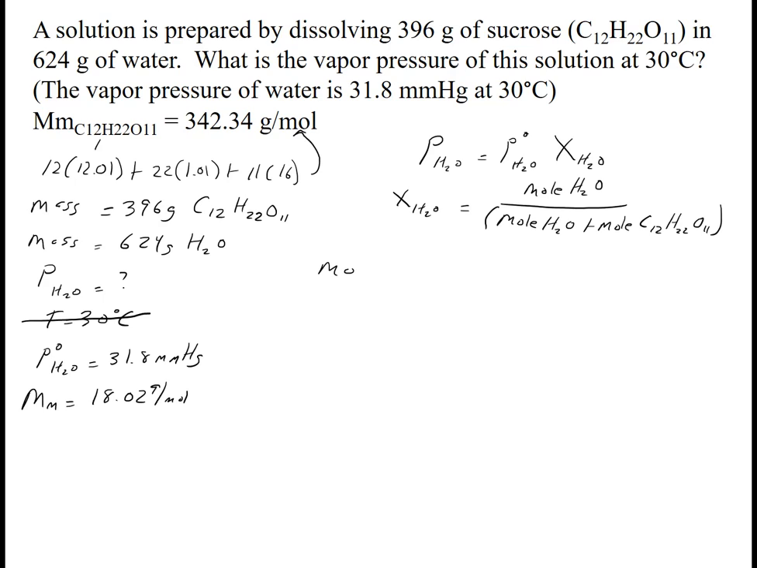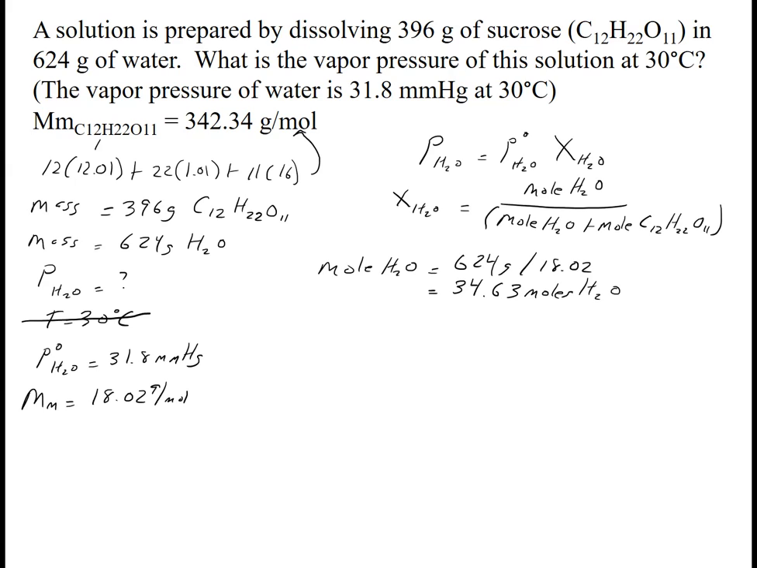So the moles of water is equal to the 624 grams divided by 18.02, and I got 34.63, and that was a 4, just like this was a 4. It kind of wrapped around. And this is moles of water. So that's that and that.